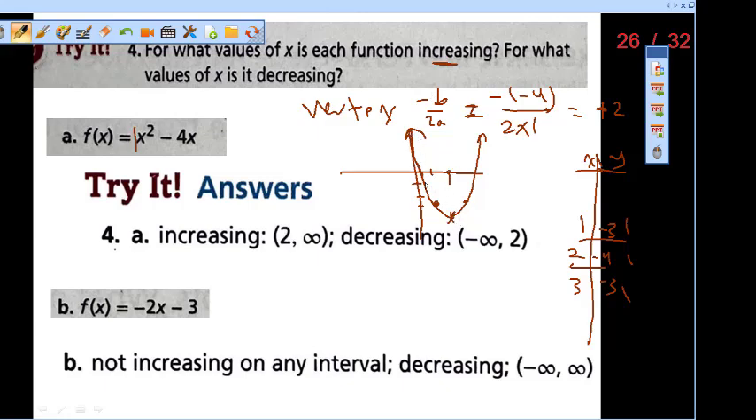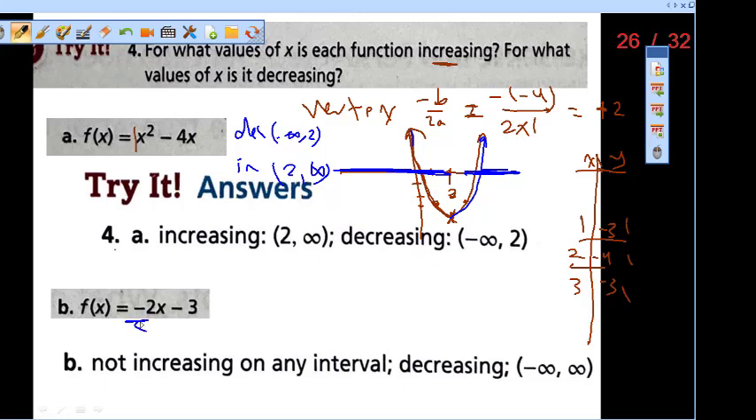From left to right, I decrease until I reach it here. What is this point, guys? This point is what? 2. It means in this interval, my function decreases. It means from negative infinity until 2 it decreases. Where does the function increase? From 2 up to positive infinity. Because in this interval, guys, the function increases.